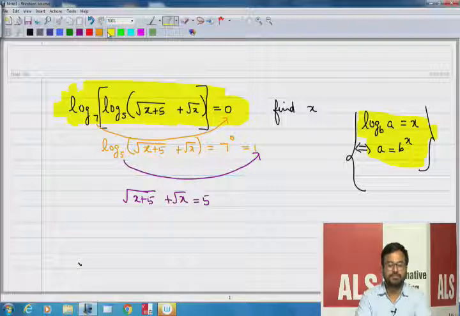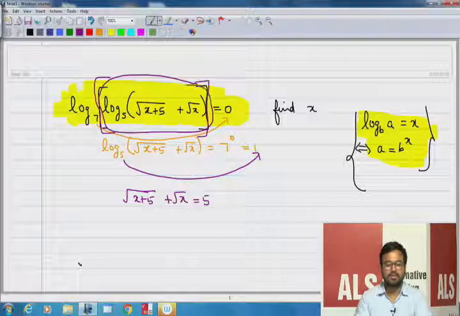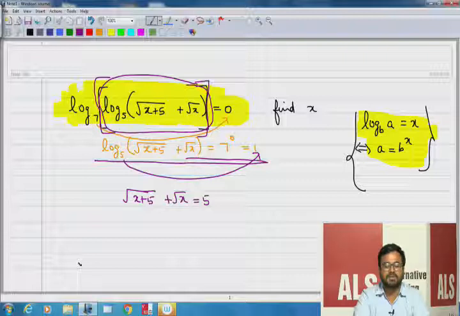So keeping this thing as the argument, we will eliminate the extreme left log, which is base 7. So 7 will go over there, and this complete thing is equal to 7 to the power of 0, and 7 to the power of 0 is 1. So now our equation will be log of base 5 of square root of x plus 5 plus root x is equal to 1.